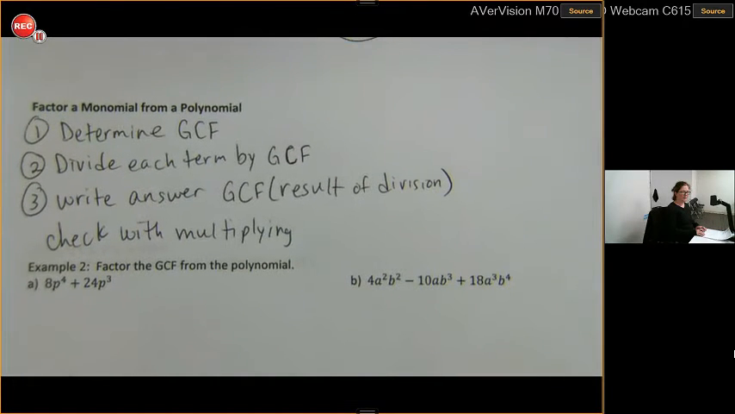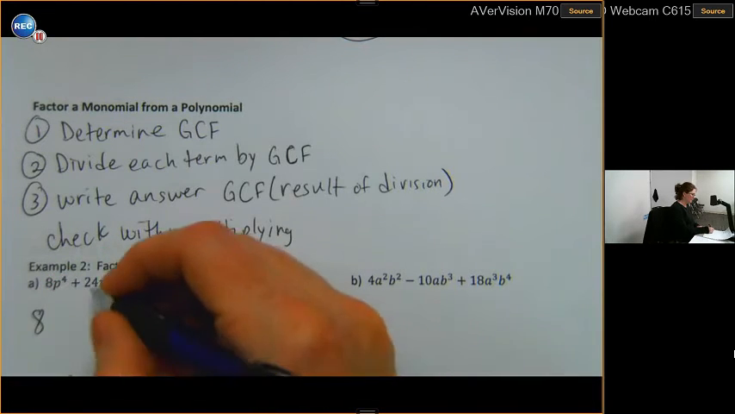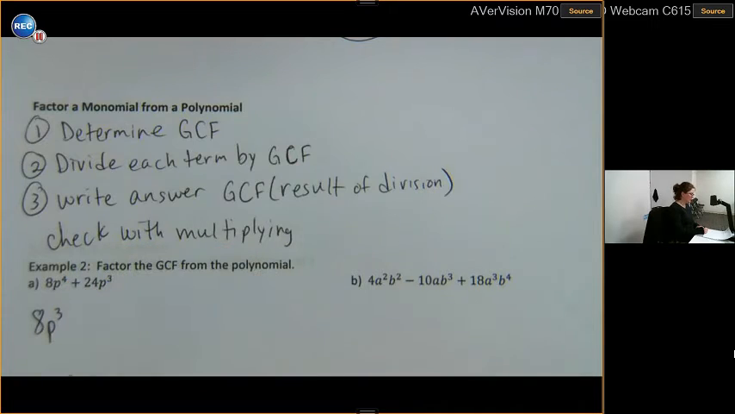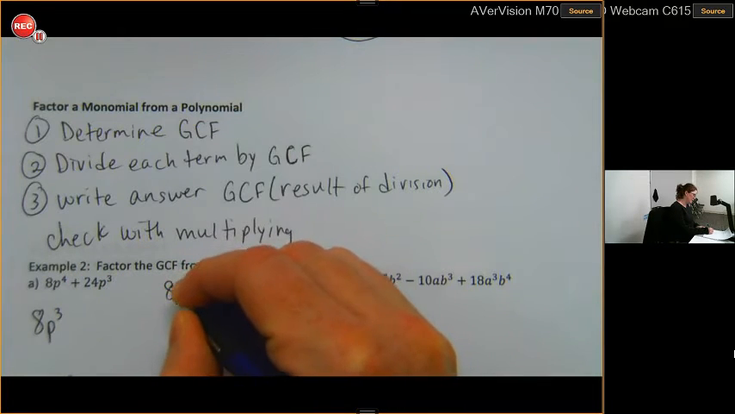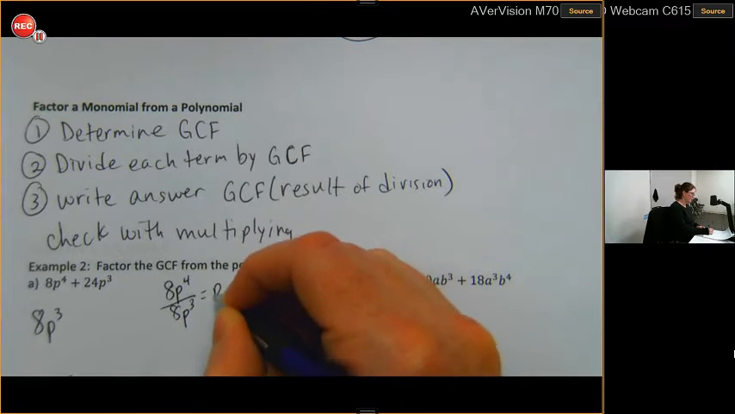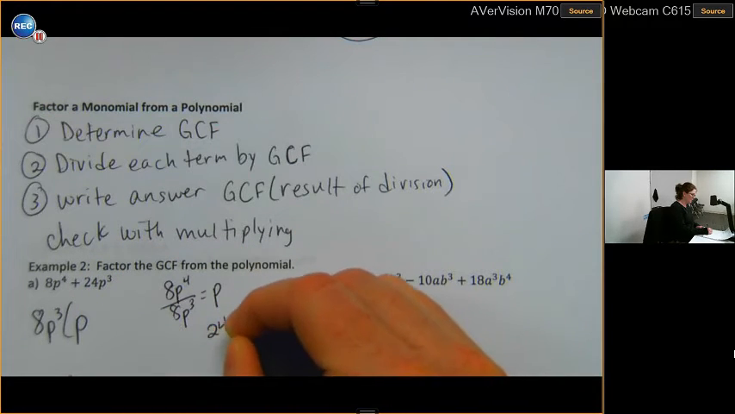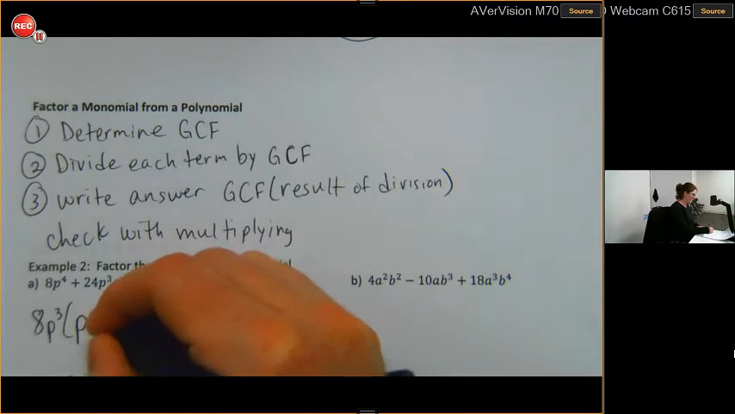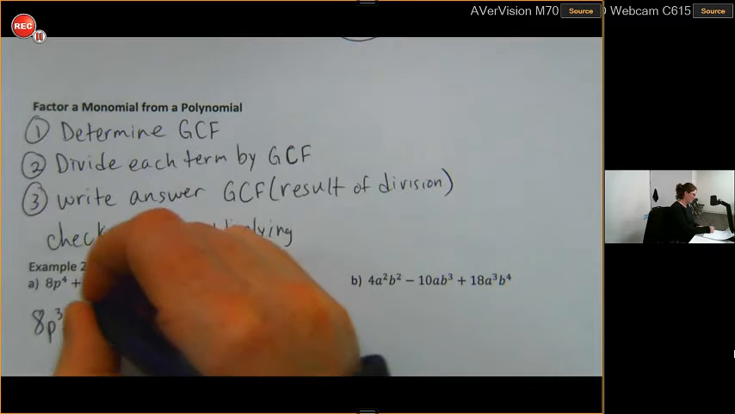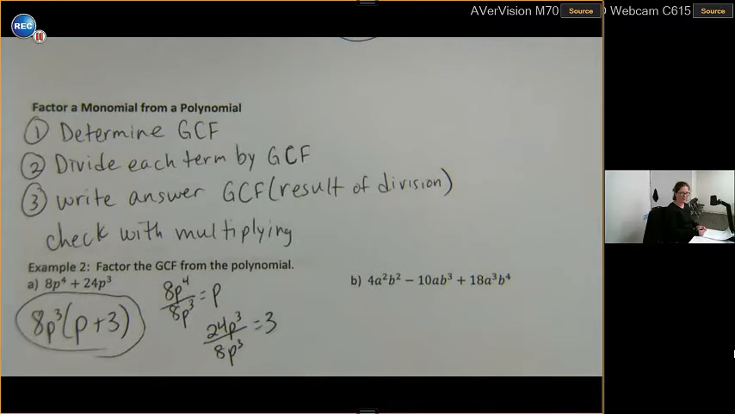So if I want to factor in letter A, the GCF for 8 and 24 is 8. And then the lower power variable is P to the third. So I'm going to take 8P to the 4th divided by 8P to the third, which is just P. And then I'm going to take 24P to the third divided by 8P to the third and get 3. Now, most of the times you'll do this work just in your head. You don't have to write it out.